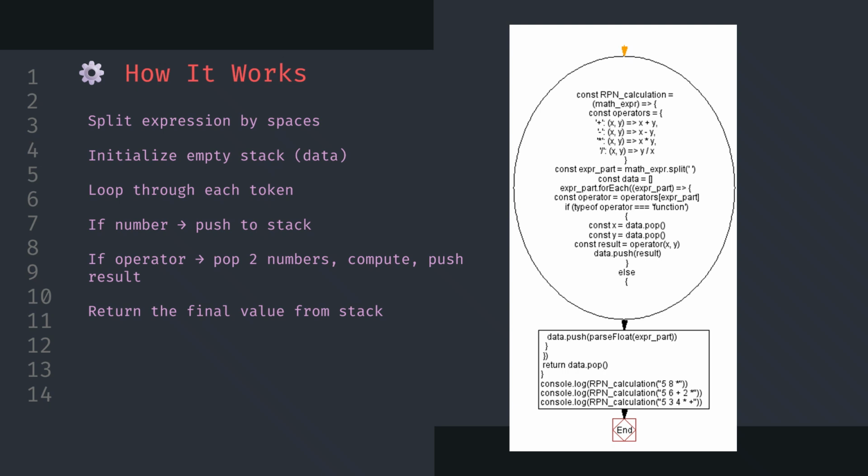Let's break this down step by step. We'll split the input, loop over every token, and keep an array acting as our stack. For numbers, we just push them. When we hit an operator, we pop two numbers off the stack, compute the result, and push it back. This simple logic continues until the end, where the final value left in the stack is the answer.